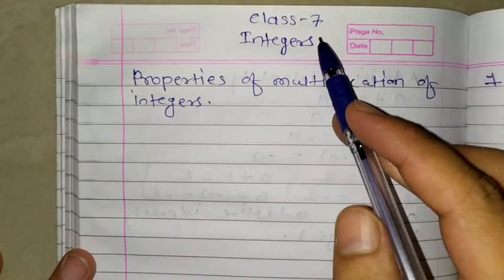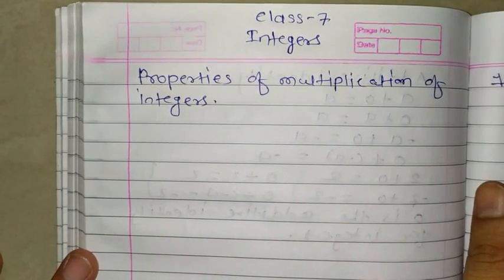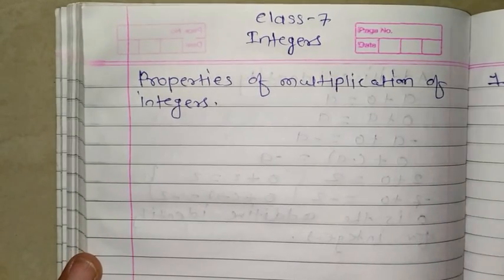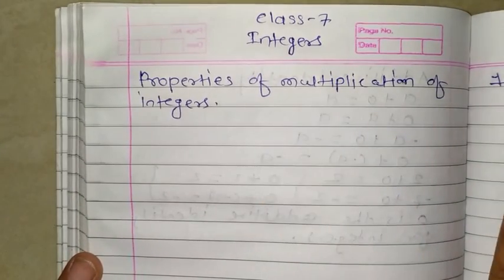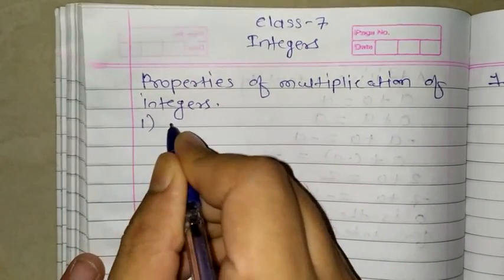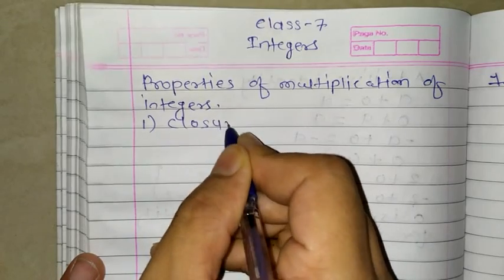Hello dear student, now in class 7 integers lesson we will see the property of multiplication of integers. So in short we will see the multiplication properties for integers. One by one we will cover all the properties. We start with the closure property.